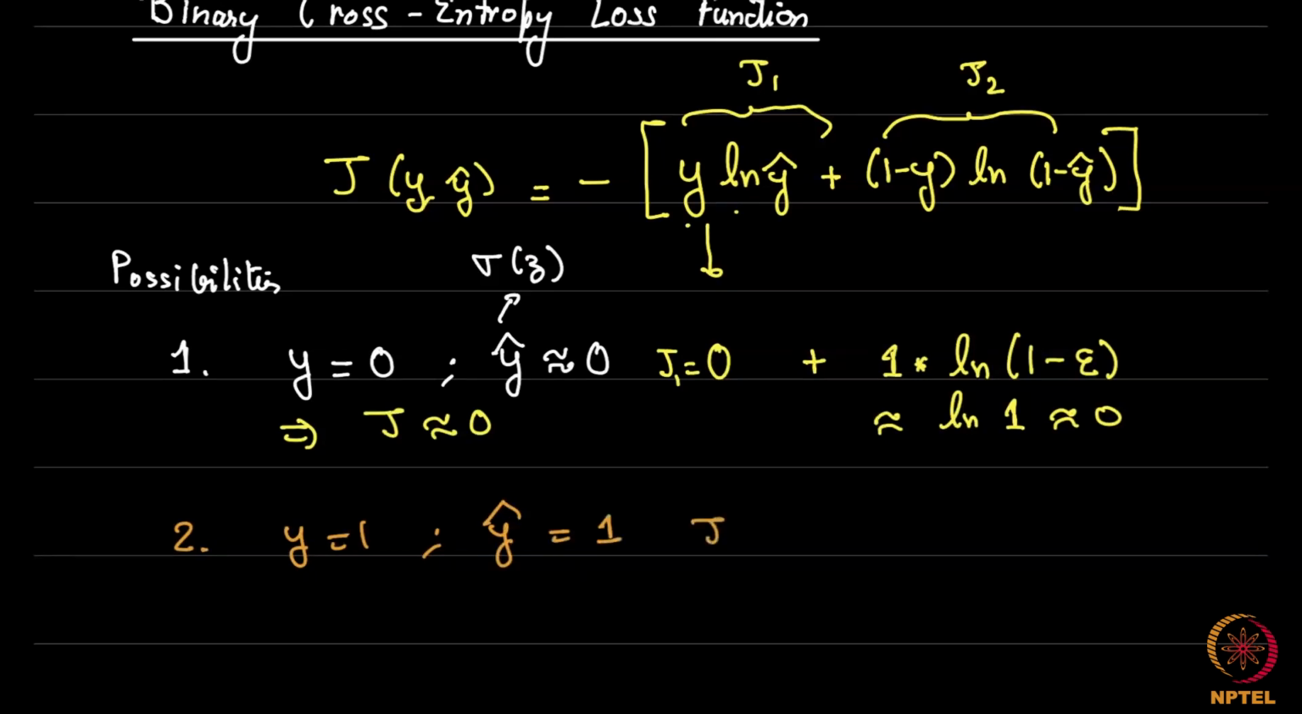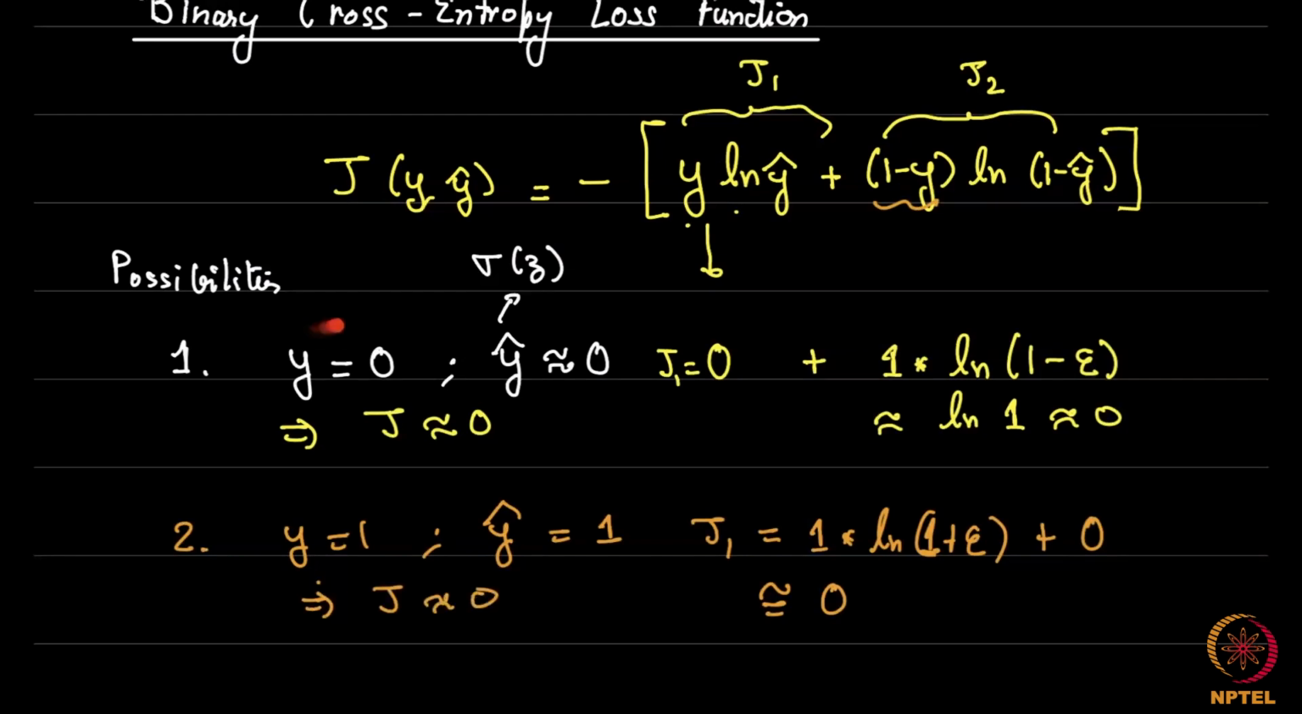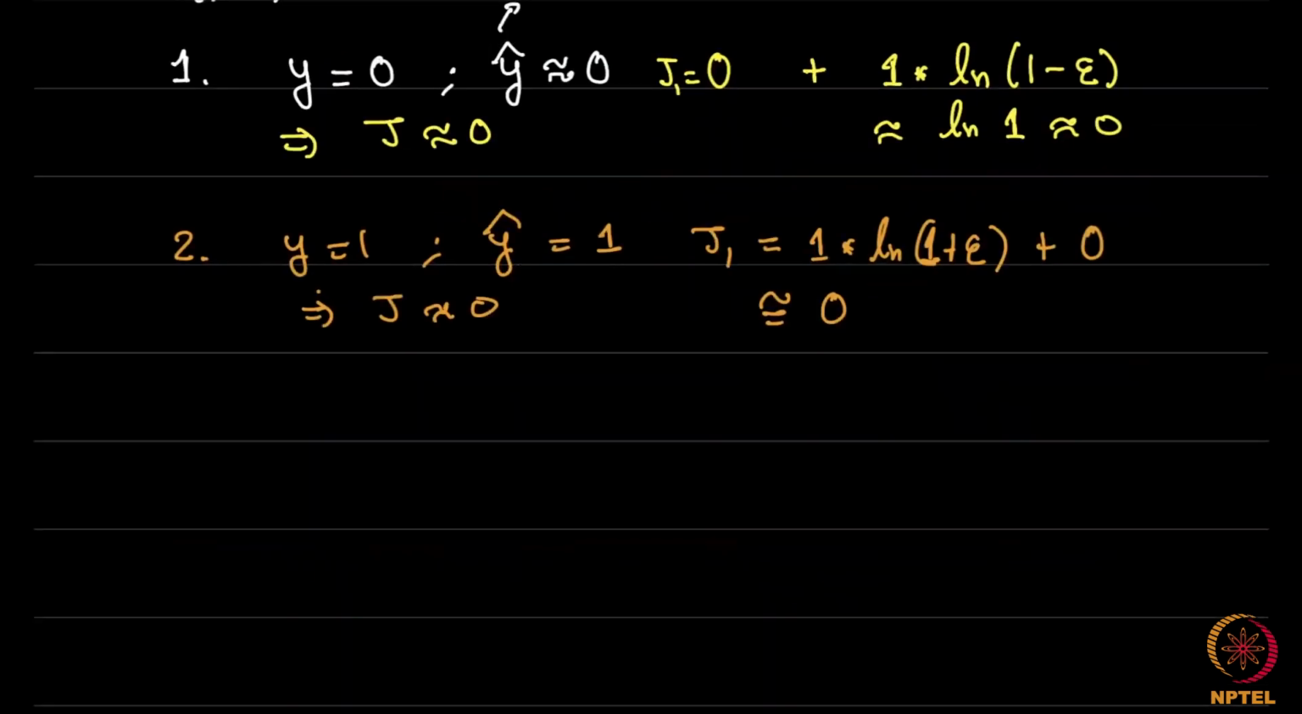Now let's look at this J1. This term is one multiplied by ln of a term which is approximately 1, let's say 1 plus epsilon, plus 1 minus y. Notice y is 1, so this is 0, nothing else. So this is approximately ln of 1, which is again approximately 0. So this also gives us approximately 0. So we satisfy the condition that when y and y hat are approximately the same, or when we get the same class in both cases, the cost is zero. I am not going to penalize a case which has been classified correctly.